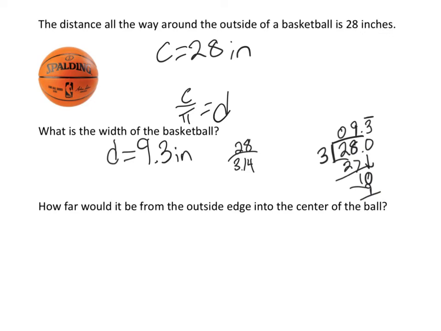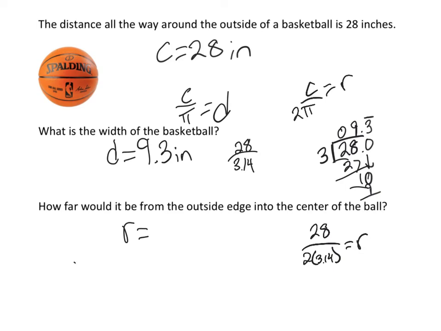Now, how far would it be from the outside edge to the center of the ball? That's asking from the outside to the center of the basketball. That is our radius. We know when we're looking for radius, we have to divide circumference by 2 pi. So we're going to do that now. We know that the circumference is 28. We have to divide by 2 times 3.14 to find our radius. Let's go ahead and do that, but we're going to do the same thing we did in the last step. In 7th grade, we don't have calculators. We don't need to worry about the decimals and division.